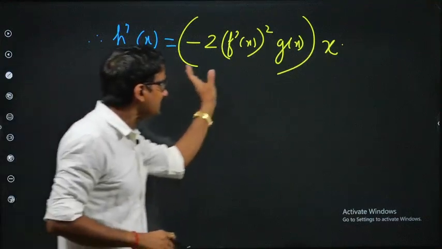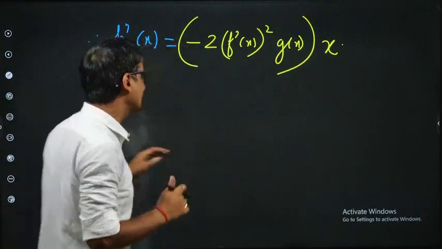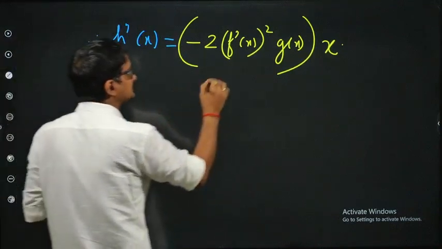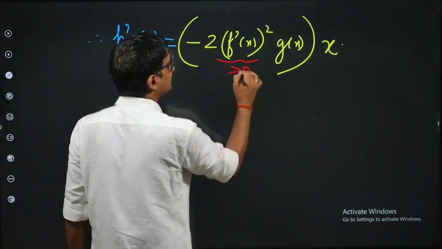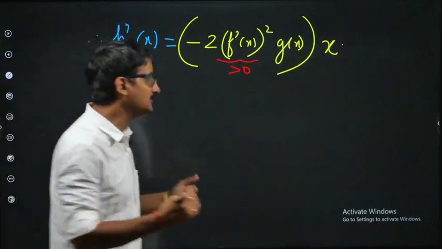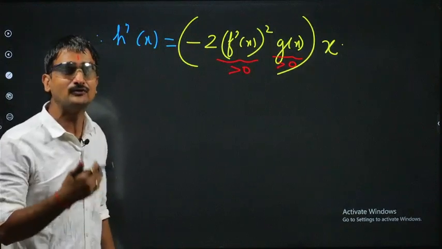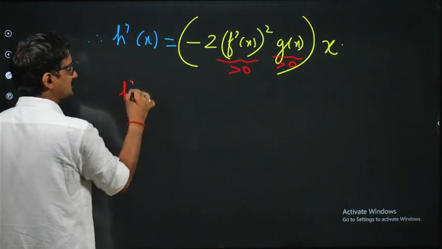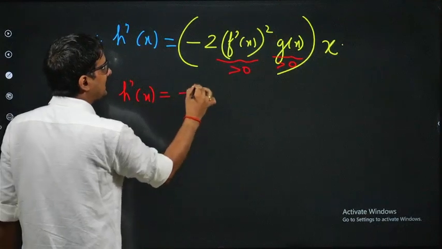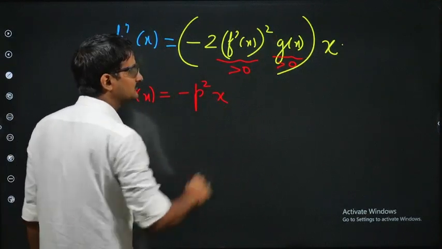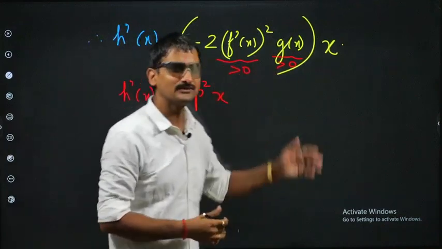Now, why did I put this in the bracket? Because the sign of these terms: this is always greater than 0 because it's a square, it cannot be negative. This g(x) is given to be greater than 0 for all x belonging to R. So what are we left with? h dash x can be written as minus p square x, where p square is just to ensure that the rest of the terms are positive.